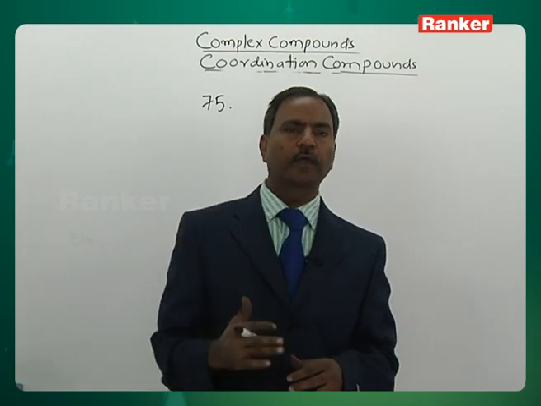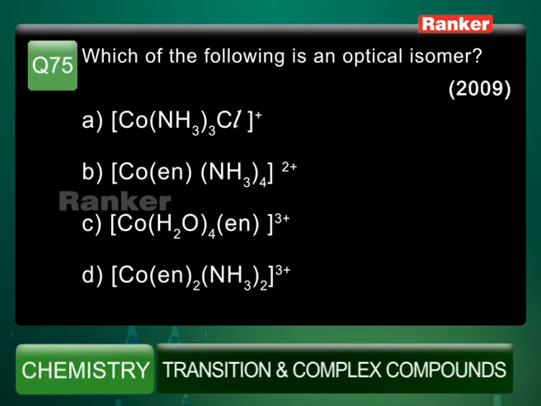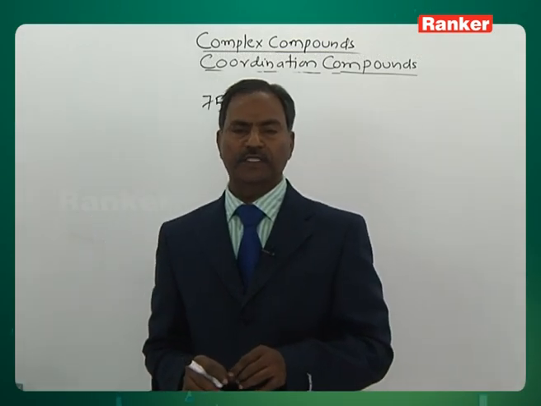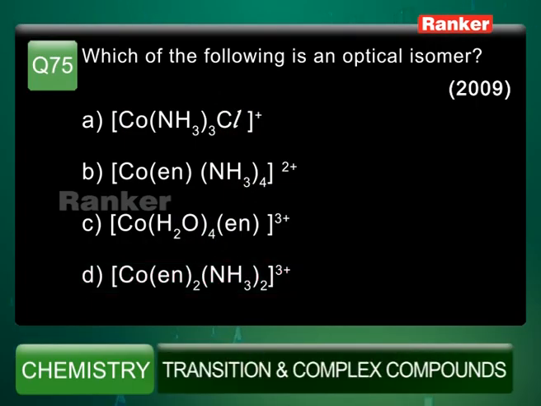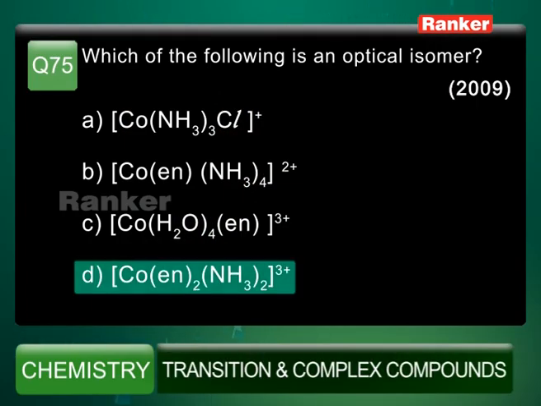Here NH3 taken 4, there aqua taken 4. Next, coming to D, [Co(en)2(NH3)2], en taken twice, NH3 taken twice. This can exhibit optical isomerism. Therefore, question number 75, answer is D.